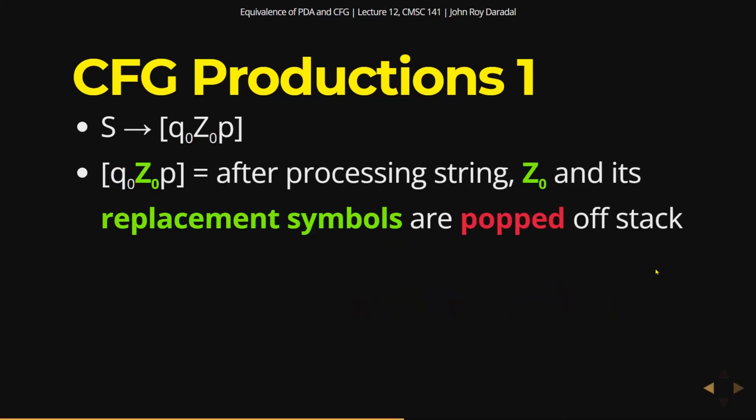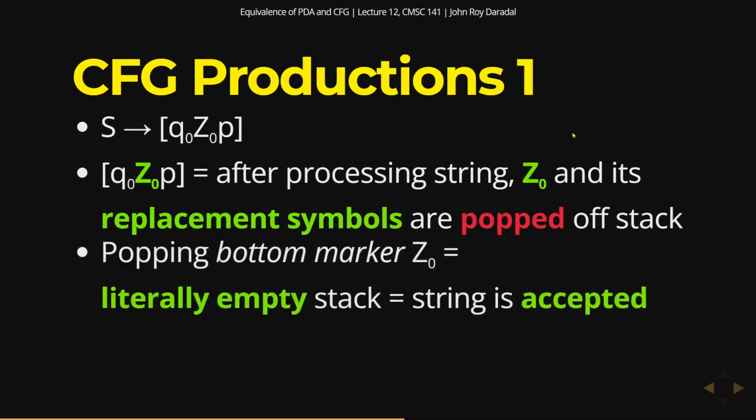Okay? Now, how about Z sub 0? So remember that after processing the string, Z sub 0 and its replacement symbols are popped off the stack. Now, what happens if Z sub 0, which is the bottom marker, is popped off the stack? That means that it's already a literally empty stack, right? So if it's a literally empty stack, then the string is accepted. So that's why for our start symbol S, we are allowed to replace it with this variable, because this variable represents all the strings that are accepted by the PDA.